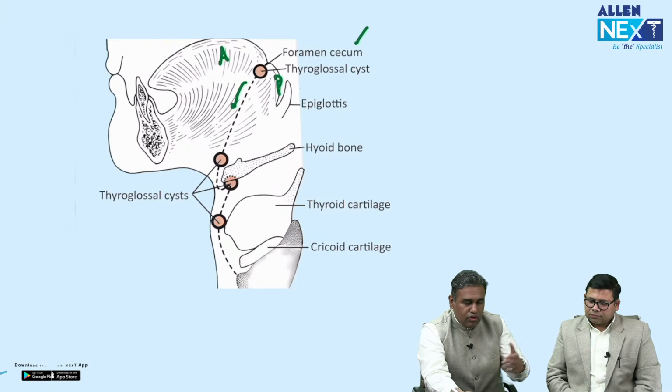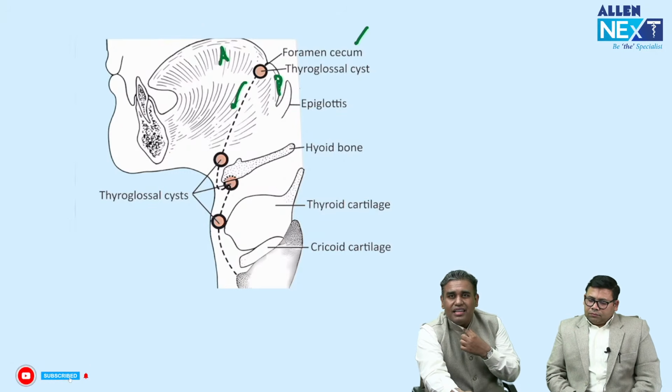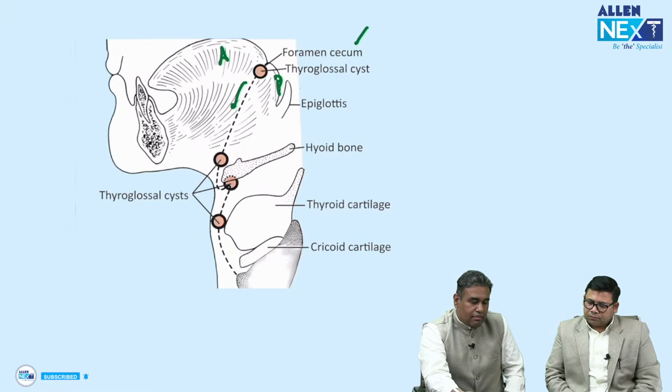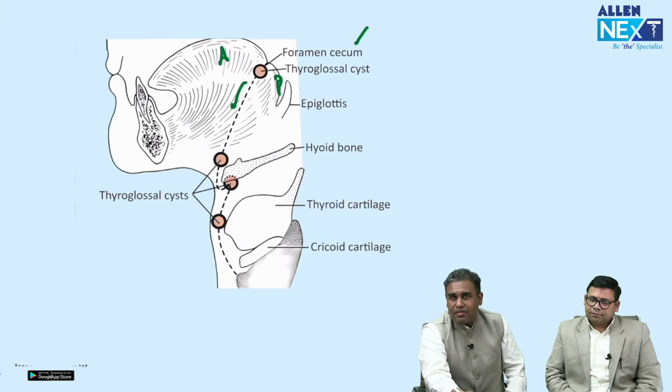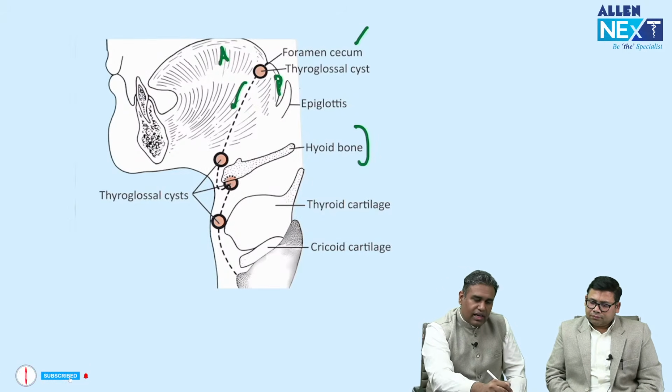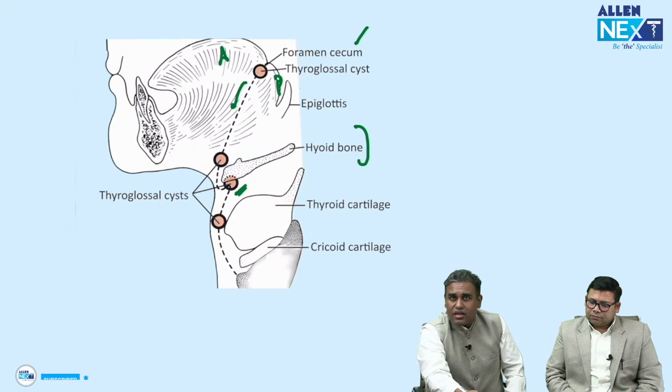Now, obviously, you have this isthmus in the center. You have the pyramidal lobe over there, but remember that embryologically it is connected to the tongue. So, along the root, there can be some cystic development. Normally, it is seen around the hyoid bone, most commonly around the lower part of the hyoid, that is a subhyoid location.